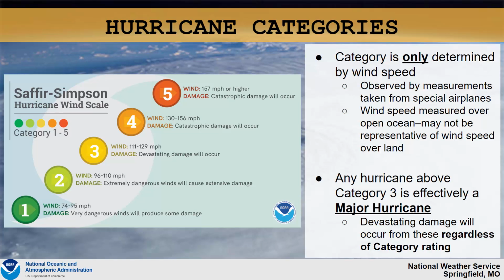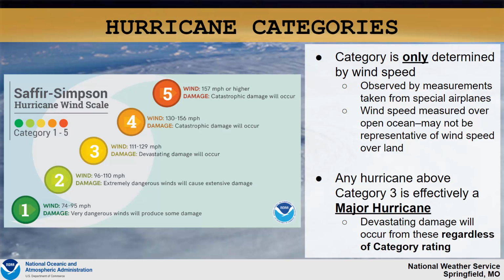Any hurricane that is classified as a Category 3 or higher is known as a major hurricane. This means that devastating damage will occur regardless of the category rating. And I want to stress that point, because some people will underestimate the impacts of a Category 3 simply because it's not a Category 5. Both categories are capable of devastating damage.